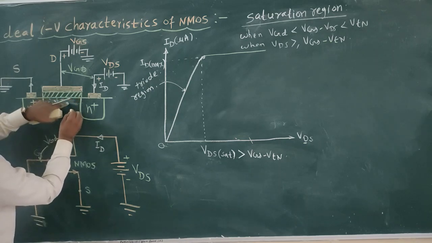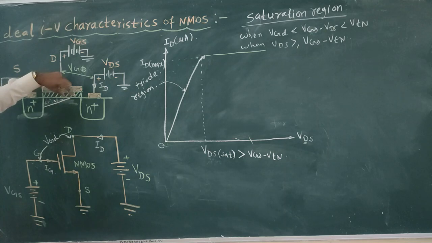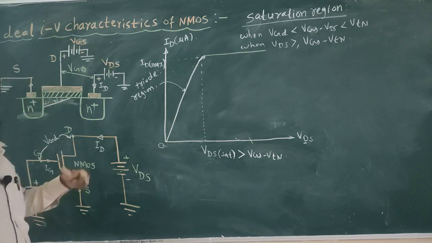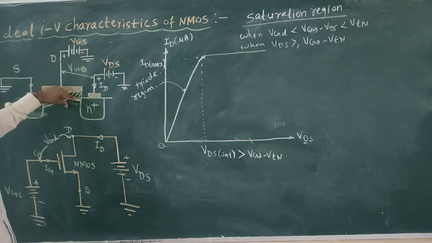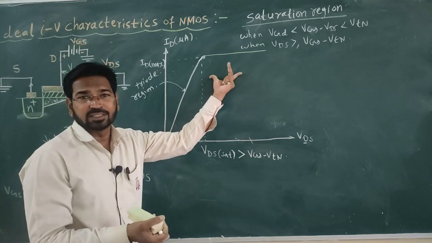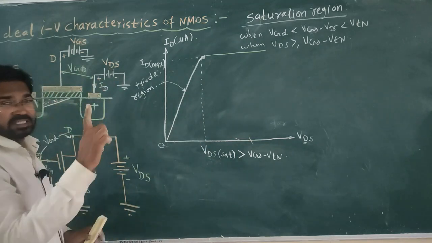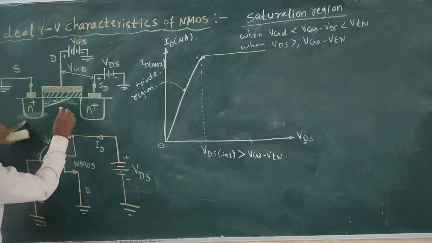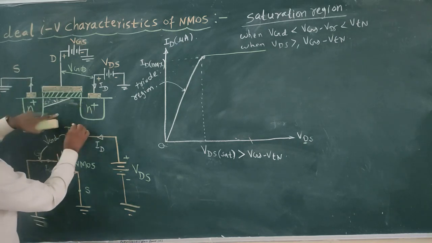If you see this diagram, in this portion the channel gets pinched off. One will say the channel is pinched off, here there is no channel, so the current should be 0. How come it is constant? But it won't be 0. Why? Because this region is completely substrate region.